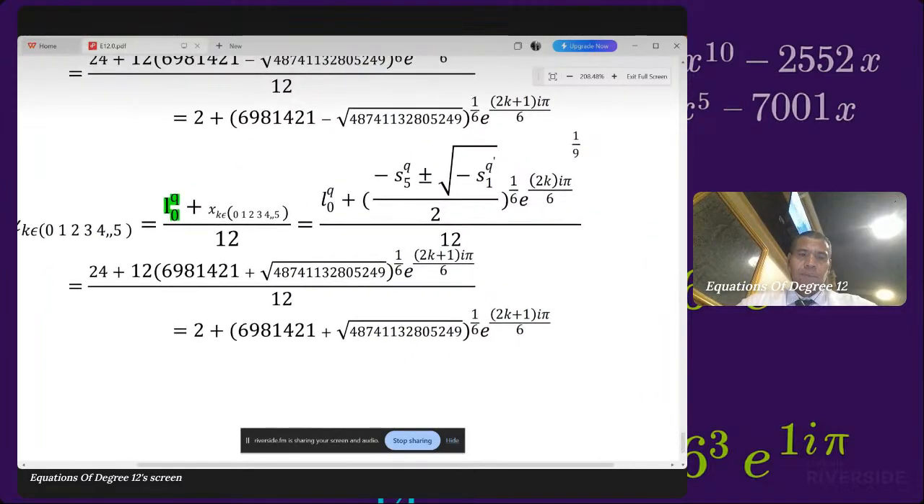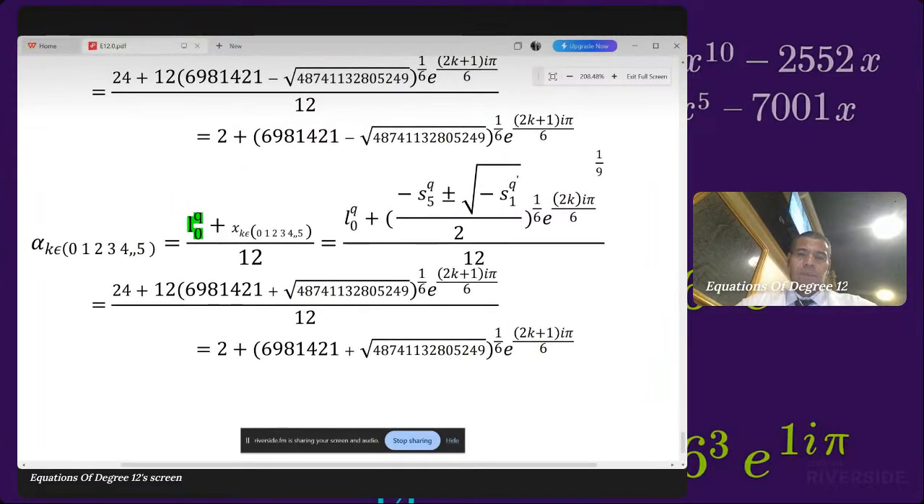Geometrically, they form a hexagon. 6 roots in the first solution, 6 in the second. That gives us 12 roots. That's how we get all 12. And the source is the final formula.